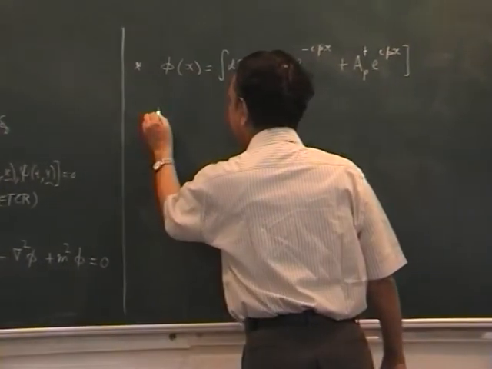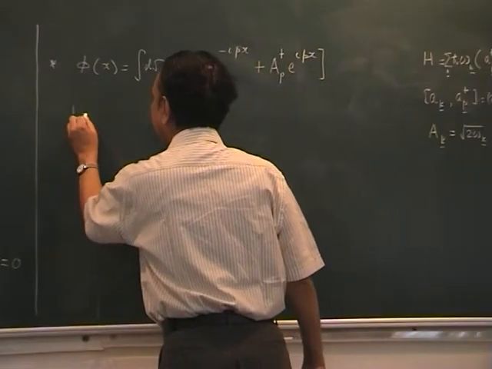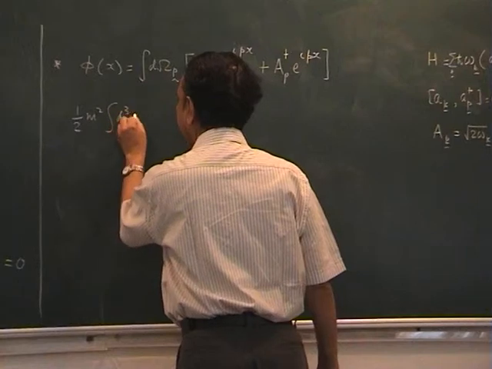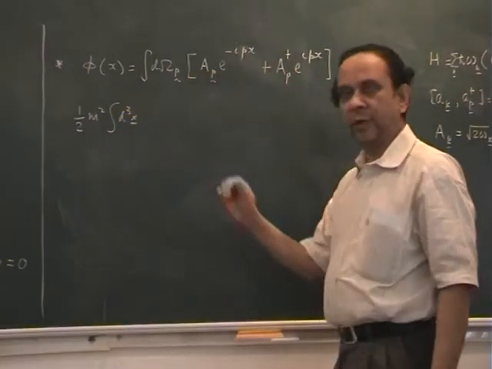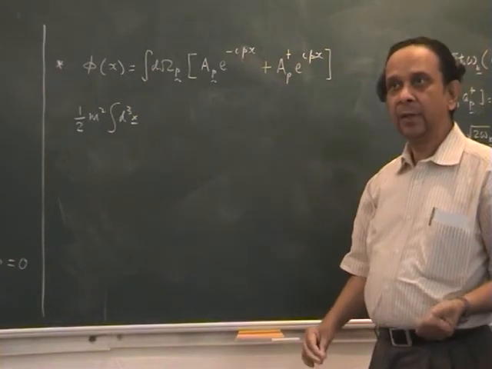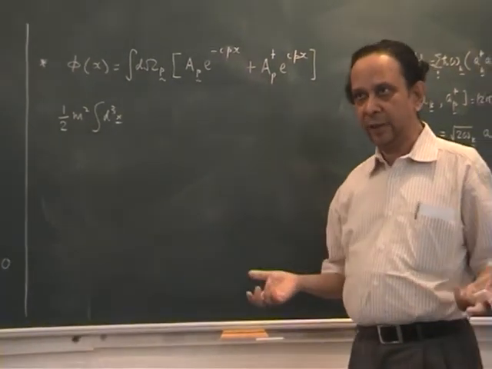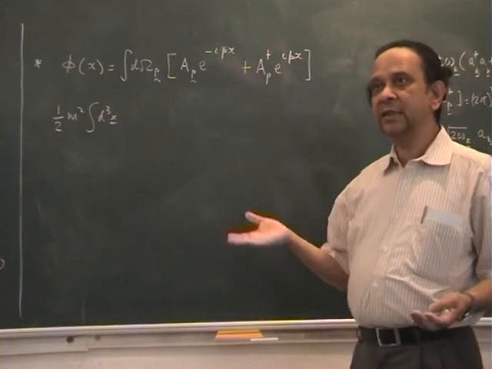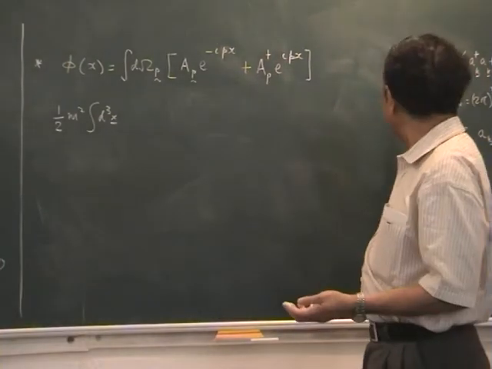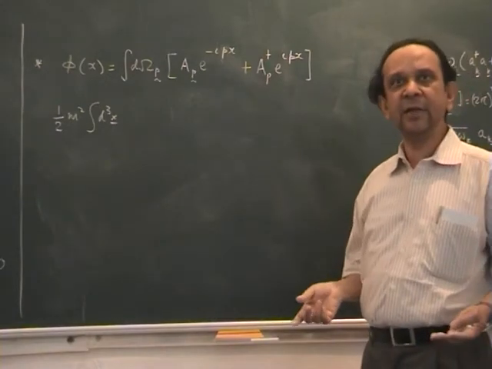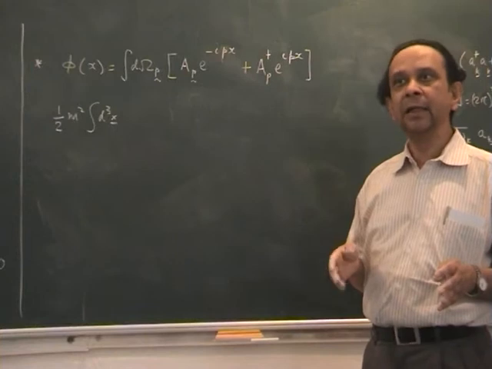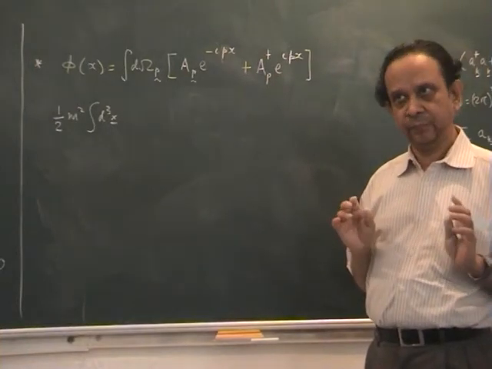So we will start with half m square integral over d3x of phi square. Okay? So we are supposed to take this phi and square it and compute it. Now we know that this Hamiltonian is conserved in time. Therefore, its expression for this is going to be the same at all times. So we can simplify computations by taking t is equal to 0.